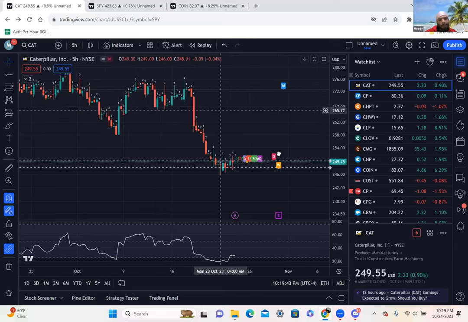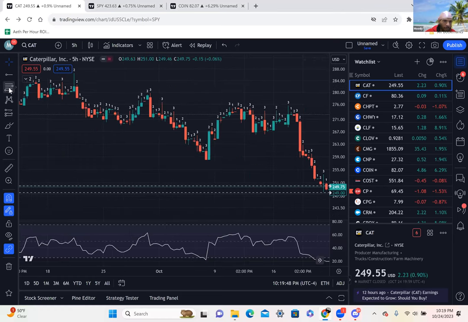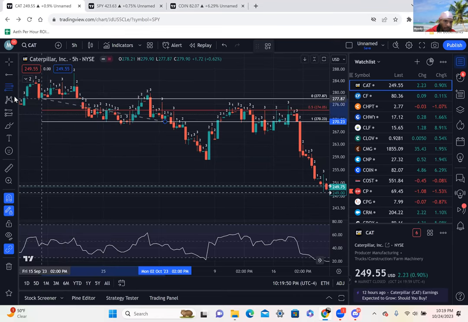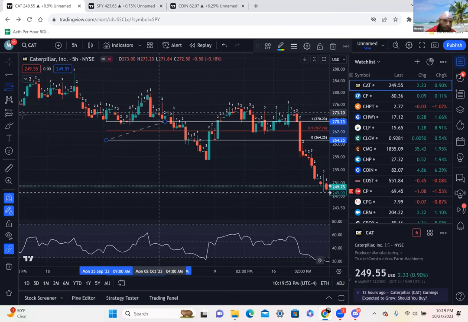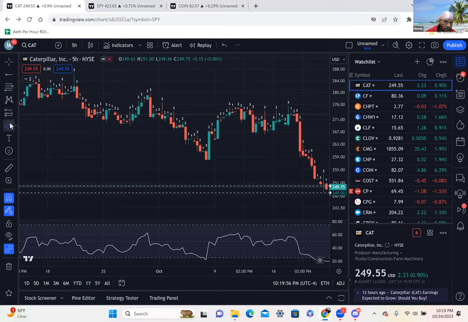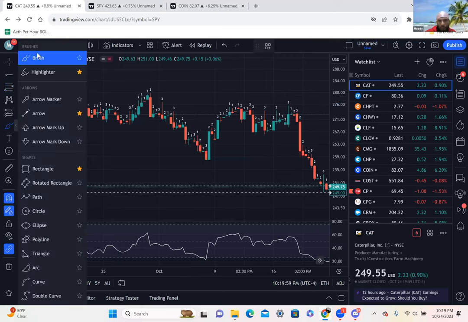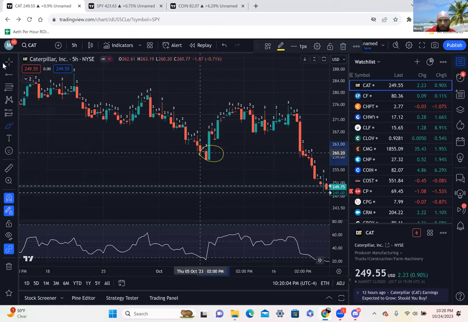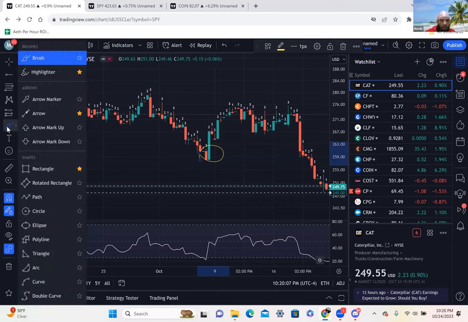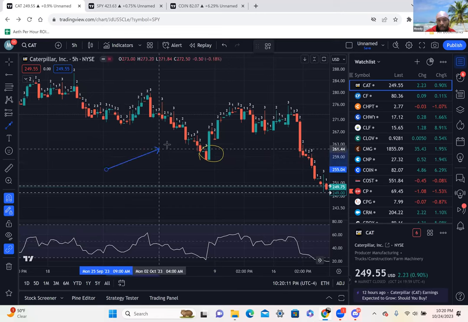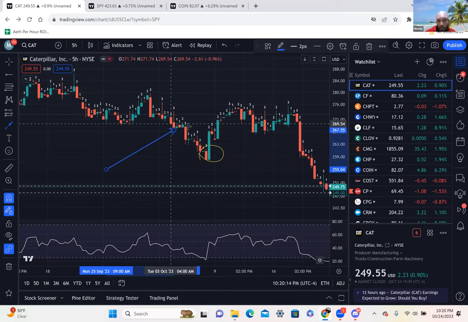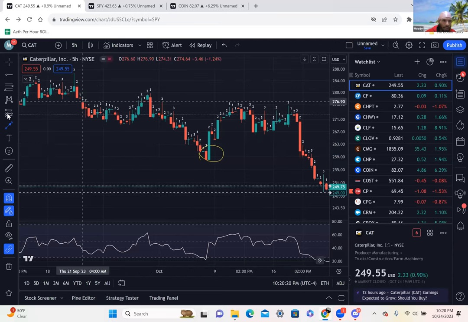All right, so let's just start right here. We're just going to have a little bit of fun with the 50% retracement. Before we have some fun with it, I use the brush just to circle things, so to speak. I'm just going to go over some of them. I just use that to circle things. The arrow, I only use it to point and talk about something, like, hey, you see this bear flag breakout? You know what I'm saying?